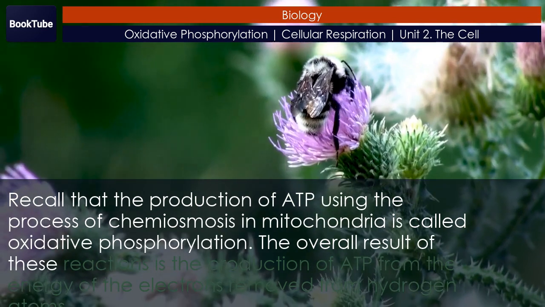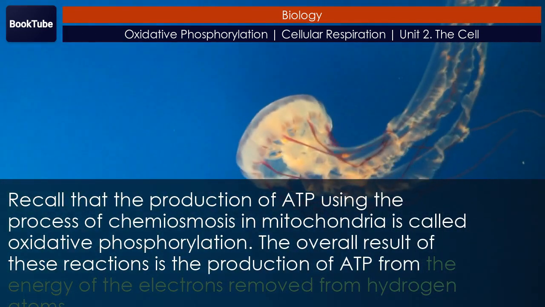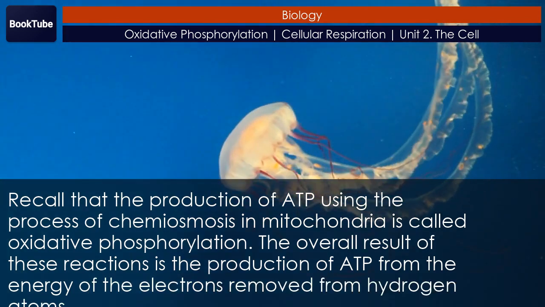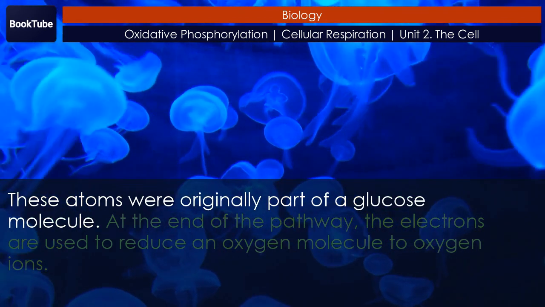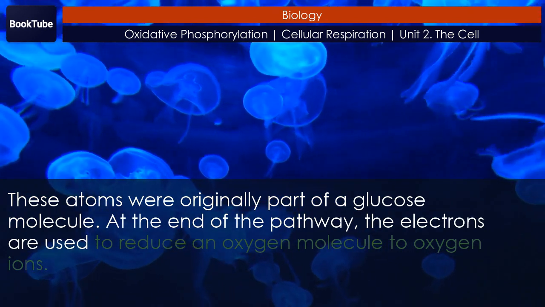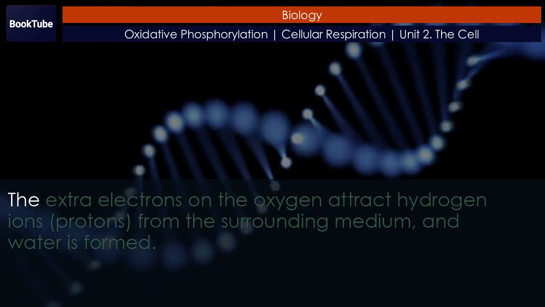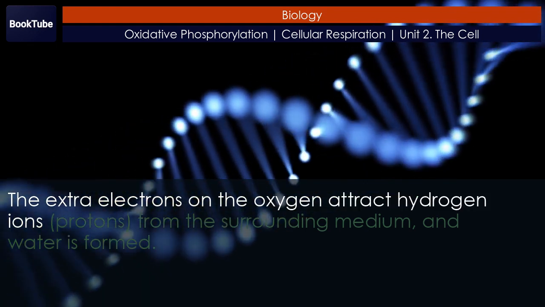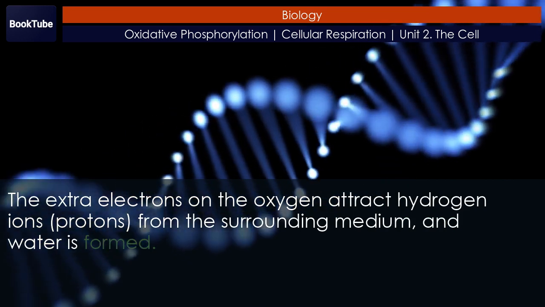The overall result of these reactions is the production of ATP from the energy of the electrons removed from hydrogen atoms. These atoms were originally part of a glucose molecule. At the end of the pathway, the electrons are used to reduce an oxygen molecule to oxygen ions. The extra electrons on the oxygen attract hydrogen ions, protons, from the surrounding medium, and water is formed.